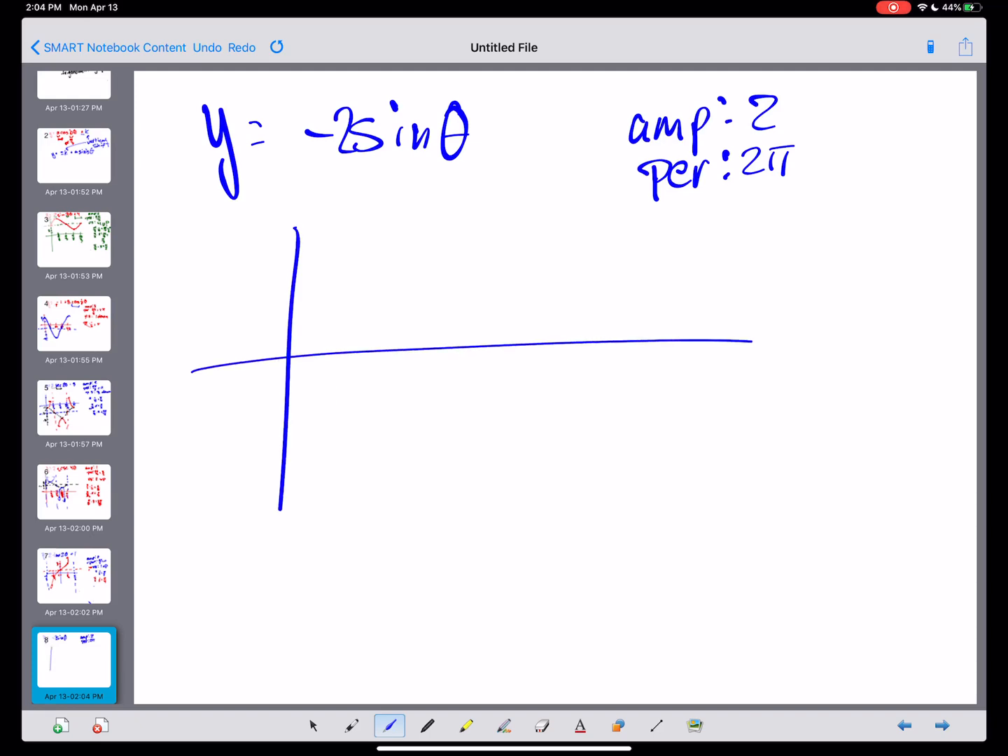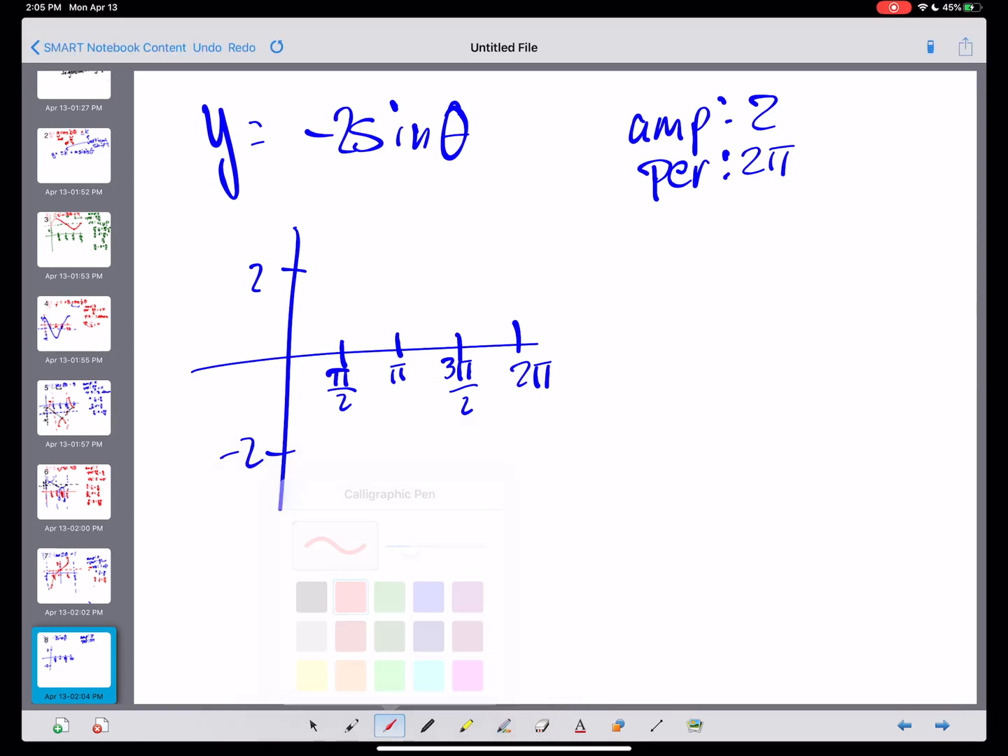You guys should know how to break this one down, so I'm not going to waste too much time doing it. Remember, we're going to put our period at the end. Divide that by 4 to get pi over 2, pi, 3 pi over 2. And I don't move up or down, so I know my amplitudes are still going to be at 2 and -2, because there's no plus, up and down.